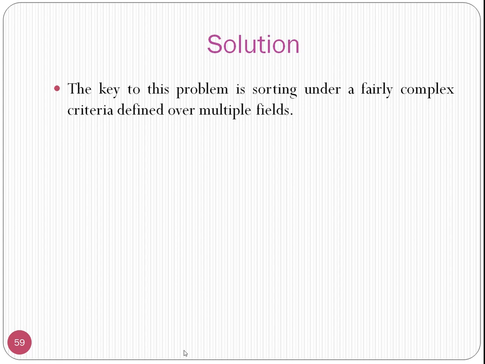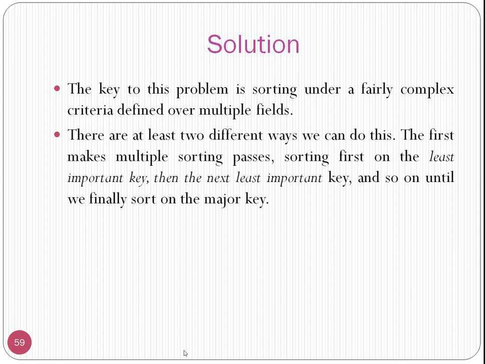the key to this problem is sorting under a fairly complex criteria defined over multiple fields. Means we need to do the sorting over here, and the sorting should be done with multiple fields. That means sorting has to be done on the 180 centimeters, then on the 75 kilograms, then on the last name, and on the first name. These are the multiple fields we need to consider over here, and there are at least two different ways to do this.